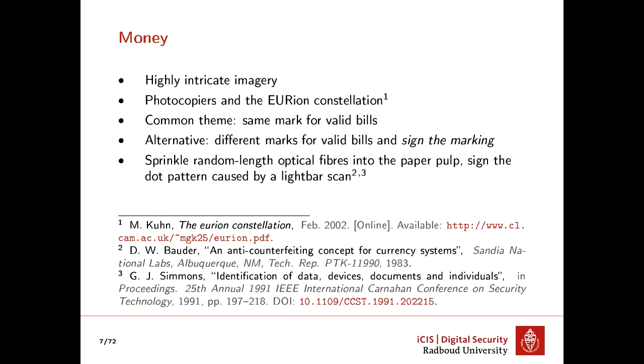Back in 1983, Bauder proposed an anti-counterfeiting measure, which basically meant you sprinkle random length cuts of optical fibers into your paper, before it becomes paper pulp. Then you make the money, and you use basically a light bar scan, whatever a photocopier does as well. Then there will be a dot pattern that appears around the light bar. You extract that dot pattern, make that into a series of bits, sign that dot pattern, and then print the signature onto the bill. Now, there are several problems with this, which are all explained in those papers. I don't have the time to go into that, but in principle, this works.